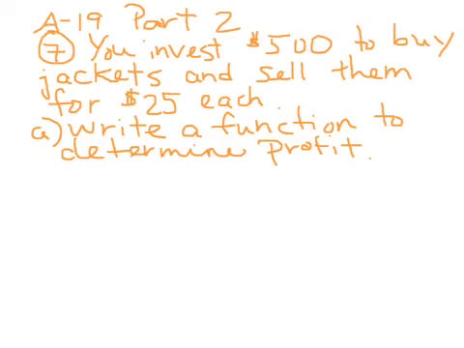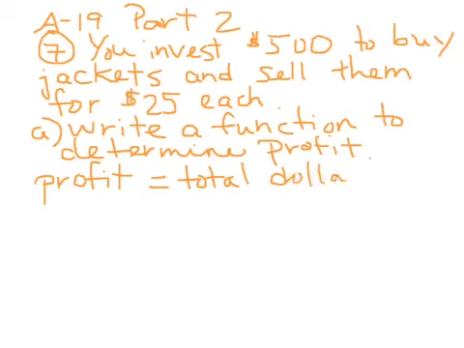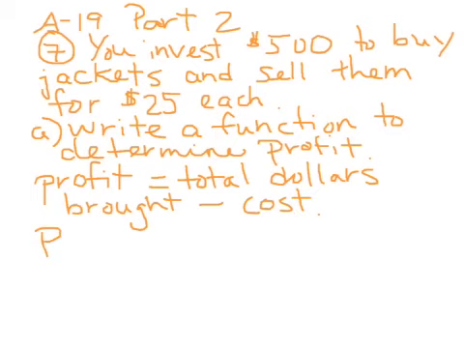So I'm going to do number 7 from A-19, part 2. It says you invest $500 to buy jackets and sell them for $25 each. Write a function to determine profit. Well, once again, profit is equal to the total dollars brought in minus my cost. So in this case, my profit is a function of the number of jackets that I sell.